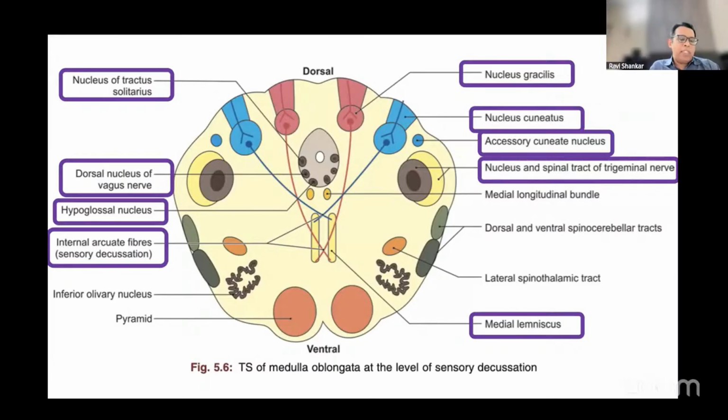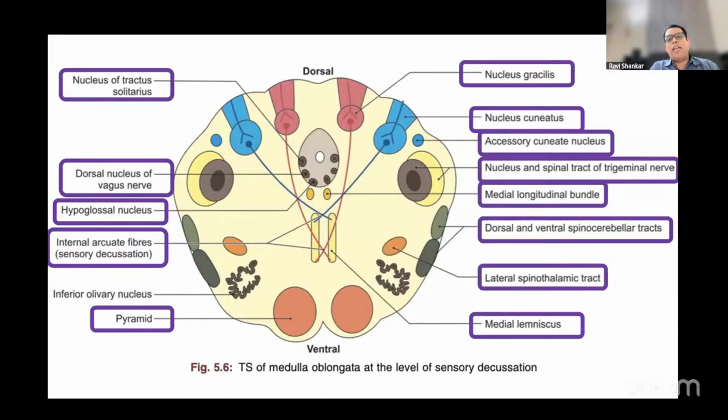In this lemniscus, the body is represented with head posteriorly and feet anteriorly. Pyramidal tracts lie anteriorly again at this level. Medial longitudinal bundle lies posterior to the medial lemniscus at this level. Spinocerebellar pathways, lateral spinothalamic, and other tracts lie in the anterolateral area at this level.